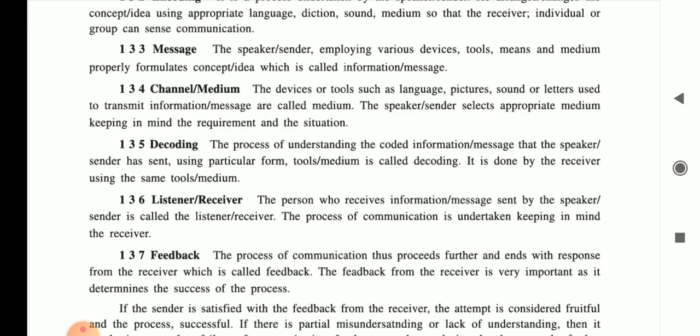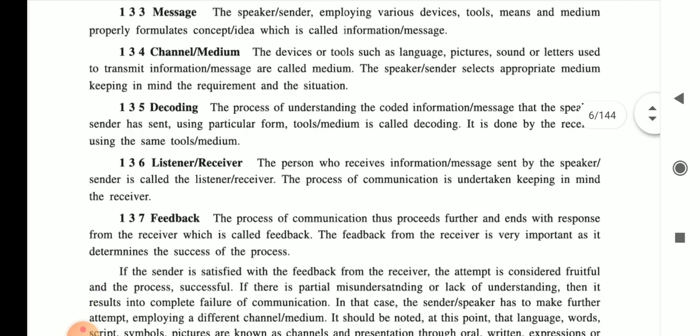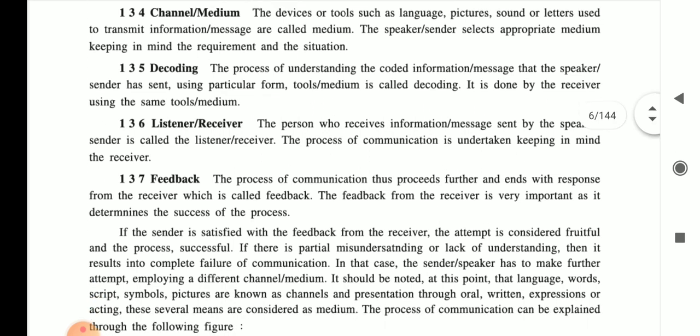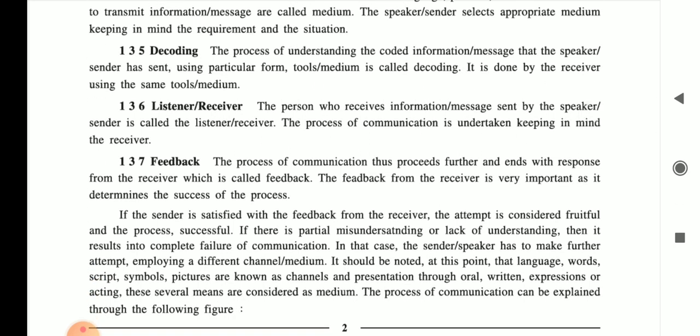The speaker selects the appropriate medium, keeping in mind the requirement and the situation. See, this is the most important part. See, what kind of possession and which kind of situation the listener has is important. At that time, the sender has to work as per the requirement and the situation of the receiver, and has to select the proper medium as well as channel.